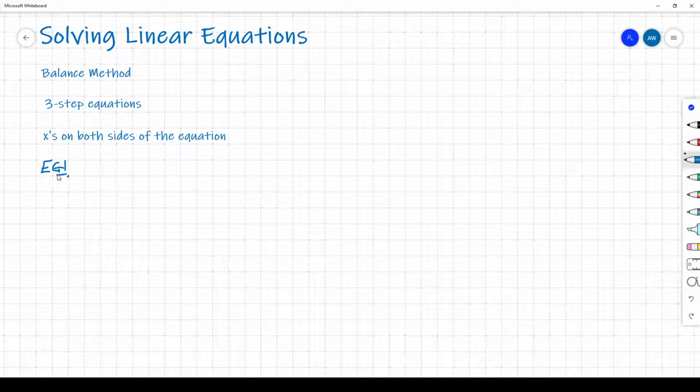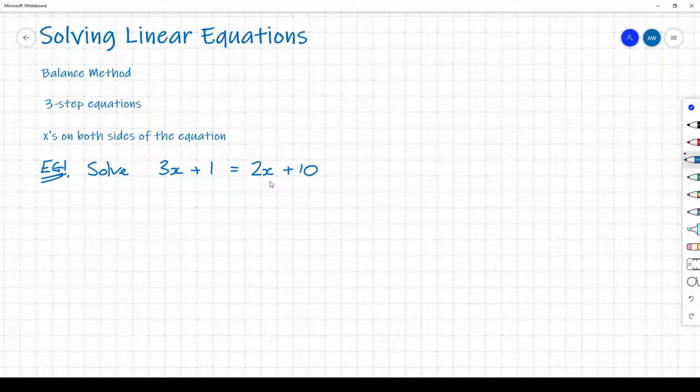Okay, example 1. Solve 3x plus 1 equals 2x plus 10. If you look at this equation, we have x's on both sides of the equation, on the left hand side and the right hand side. So we need to sort that out first before we solve the equation.